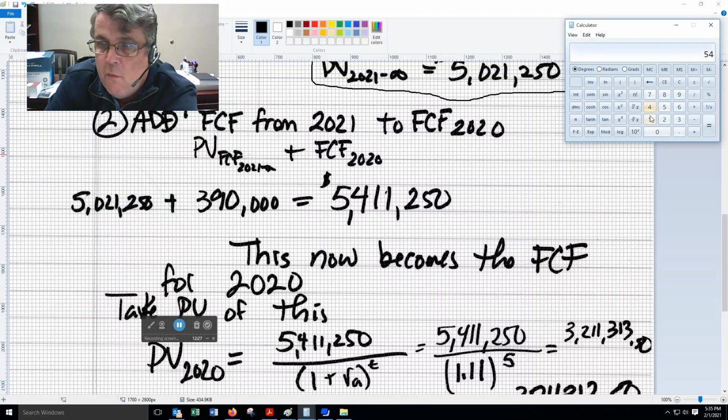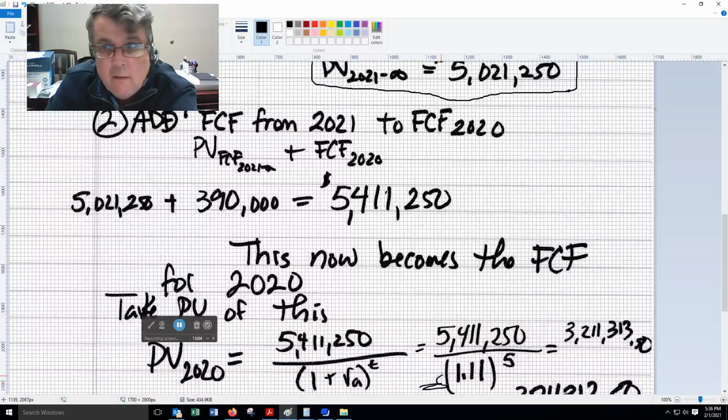So I have $5,411,250. We're going to divide that by, and then I'm going to make brackets on the bottom, 1.11. That's 1 plus the 11% RA. And I'm going to take that, x to the y, to the 5th power, and I'm going to close my bracket. That gives me a calculation here. Okay?